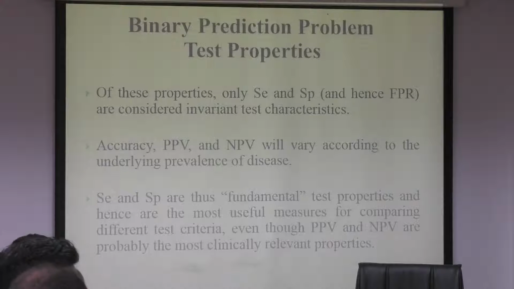But if you have a test with a specific sensitivity and specificity, by applying it on a group of patients who have 1% prevalence or 10% prevalence or 50% prevalence, do you think there will be a difference? The test characteristics are exactly the same no matter what. But the positive and negative predictive values will be dependent on how many people are diseased out of 100. So what is the prevalence? Sensitivity and specificity are thus fundamental test properties and hence are the most useful measures for comparing different test criteria, even though positive and negative predictive values are probably the most clinically relevant properties.